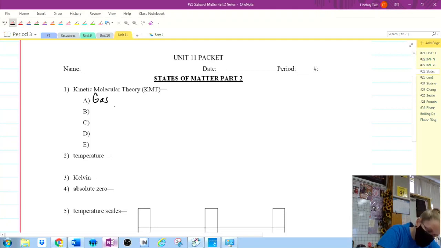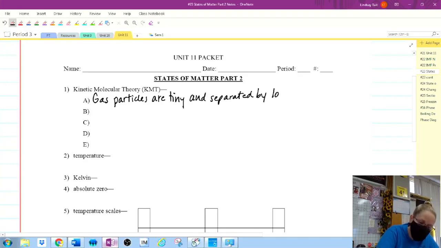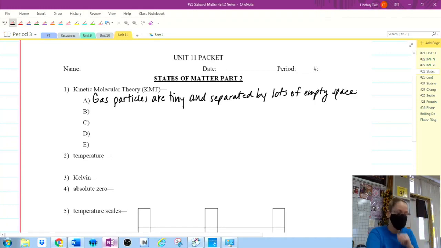Kinetic molecular theory: gas particles are tiny and separated by lots of empty space. The significance of this statement is about measuring the volume of a gas.